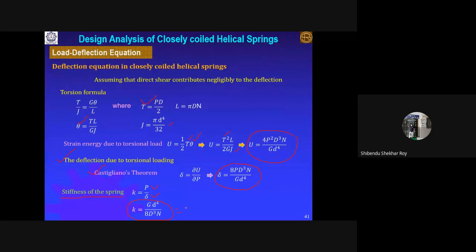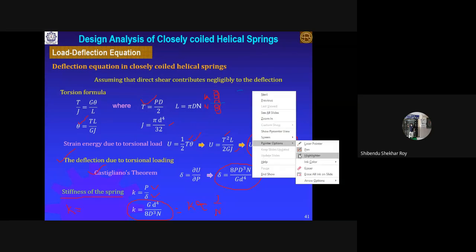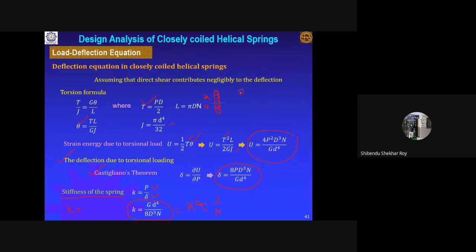From here it is clear that stiffness is directly proportional to 1 by n, the number of active coils. For example, as I mentioned in the last class, you take the spring from your pen. So this is the spring of your pen. Now its stiffness is say K, and the number of coils here is say N. Now make it half. Once you make it half, each one will be a spring of this size. This is one, and another will be similarly here.